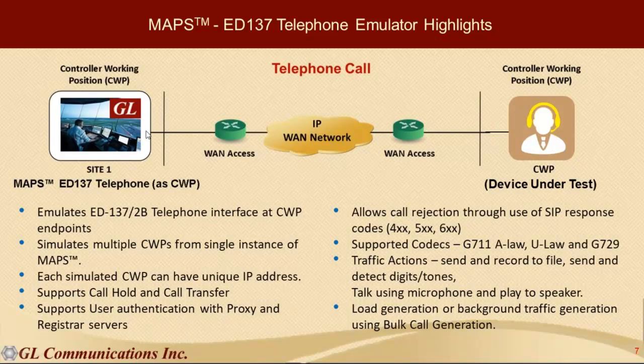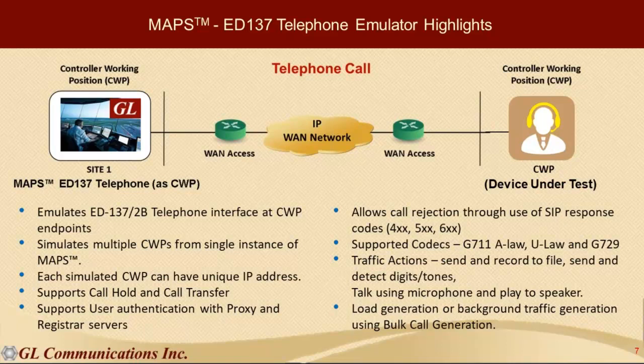Here we are emulating a CWP as an ED-137 telephone emulator, and here you can see a real CWP, which can be tested using our emulator. We can simulate multiple CWPs, each with unique IP addresses, in a single instance of MAPS. It also supports codecs such as ELA, ULA, and G729. We can perform traffic actions such as send and record audio files, send and detect digits and tones, and talk using microphone and play to speaker.